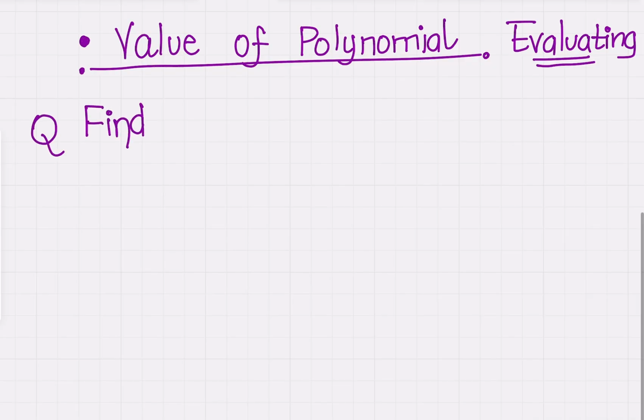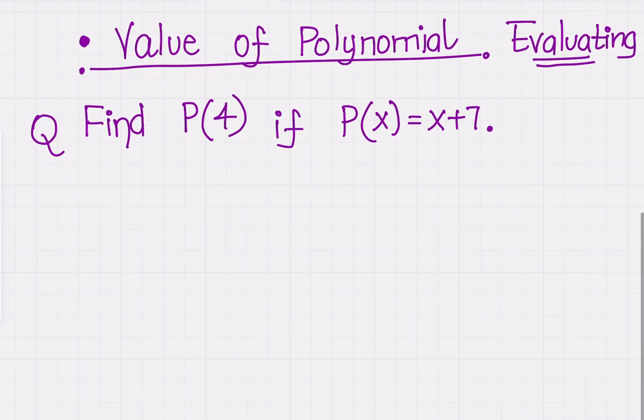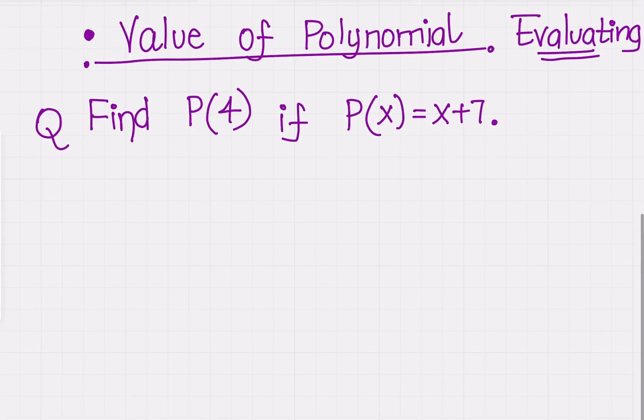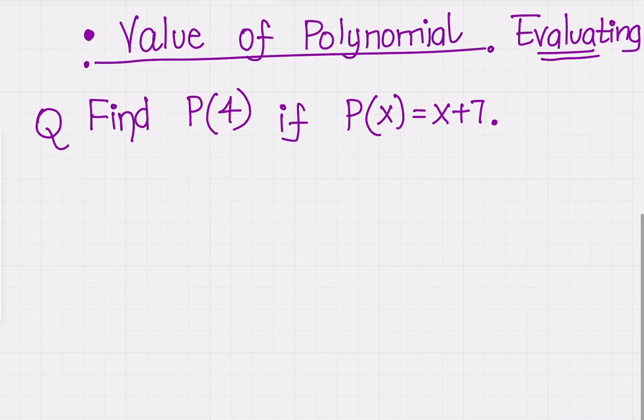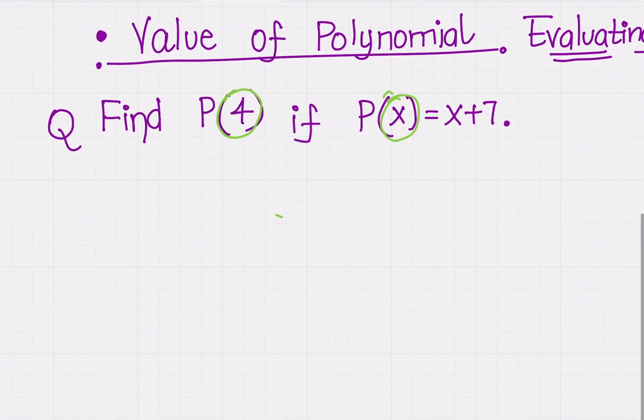Find P of 4 if P of x is x plus 7. So they are giving you a question here, something pretty simple. You will see as we go ahead and solve it that they are asking you to find P of 4. So here is P of x. So what you basically do is the value of x now becomes what? 4. So in place of x, you plug in 4. So wherever you see x in the polynomial, you put what? 4. So 4 goes here also and 4 goes here also.